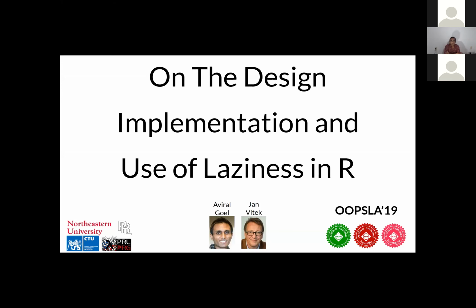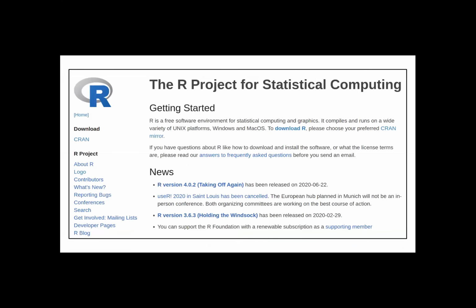I'm going to talk about the design, implementation and use of laziness in R. This work was published in OOPSLA last year. R has become a very widely used programming language nowadays because of the popularity of data science. But the language itself has been around for over 25 years and has been used very widely in the domain of statistical computing. For us as PL designers, R is a very interesting language to study because it has a very unique set of features.